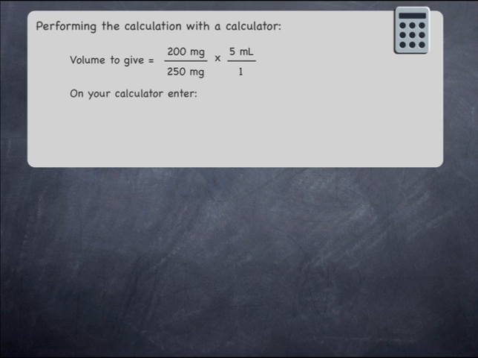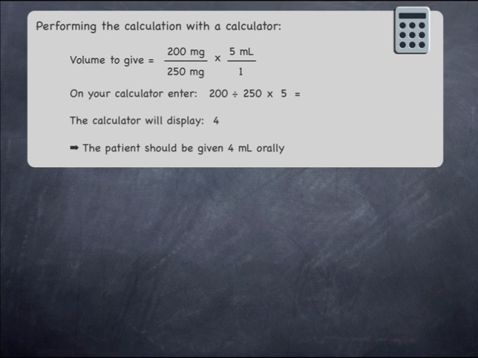To perform the calculation with a calculator, you simply need to enter 200 divided by 250 multiplied by 5 and then press equals. The calculator will display an answer of 4, meaning that 4 mils should be administered orally. This is in line with the estimation made earlier of a volume of less than 5 mils.